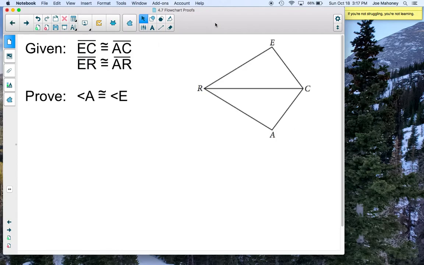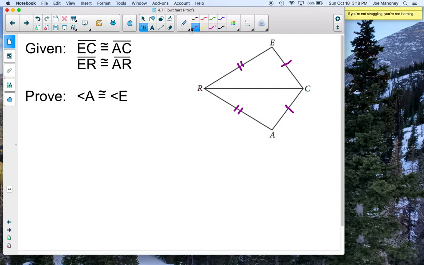So if you take a look at this one here, it looks like I have this quadrilateral. Vertices are C, A, R, and E. And I'm given that EC is congruent to AC. So let's mark that down. We'll mark EC congruent to AC. We're also given that ER is congruent to AR. Okay. And what I want to prove is that angle A is congruent to angle E.